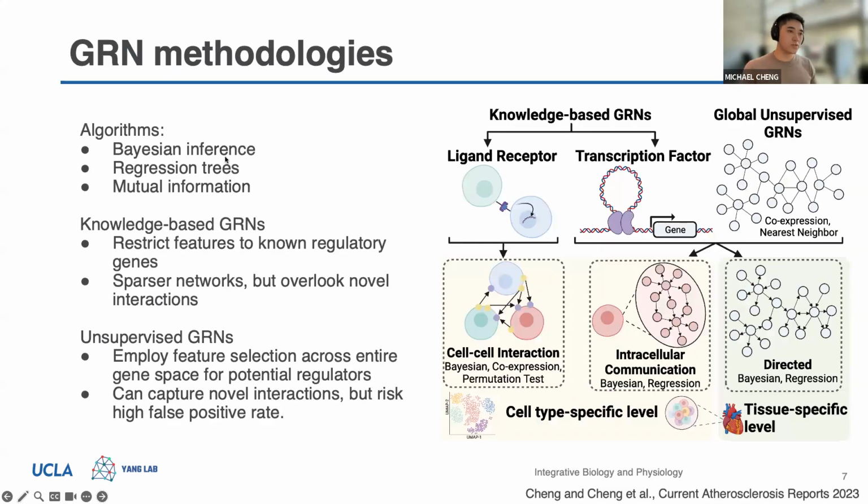There are quite a few ways to build these gene regulatory networks. Many of the existing methods use different statistical frameworks or machine learning frameworks, like Bayesian inference, building a Bayesian network, a directed acyclic graph of regulated genes to target genes, regression trees like random forest or gradient boosting, to try to capture the nonlinear interactions between genes, and also more associative metrics like mutual information or correlation.